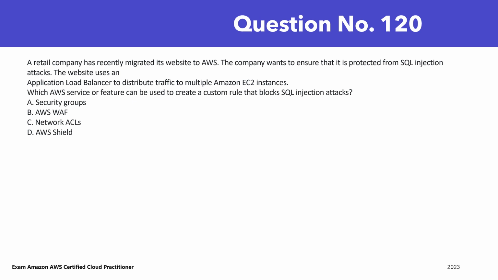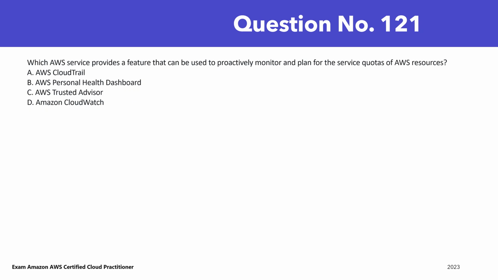Correct answer, B. Which AWS service provides a feature that can be used to proactively monitor and plan for the service quotas of AWS resources? A. AWS CloudTrail. B. AWS Personal Health Dashboard. C. AWS Trusted Advisor. D. Amazon CloudWatch. Correct answer, D.